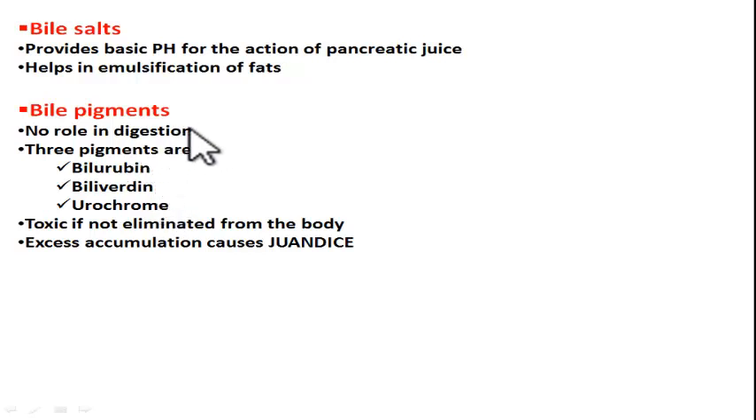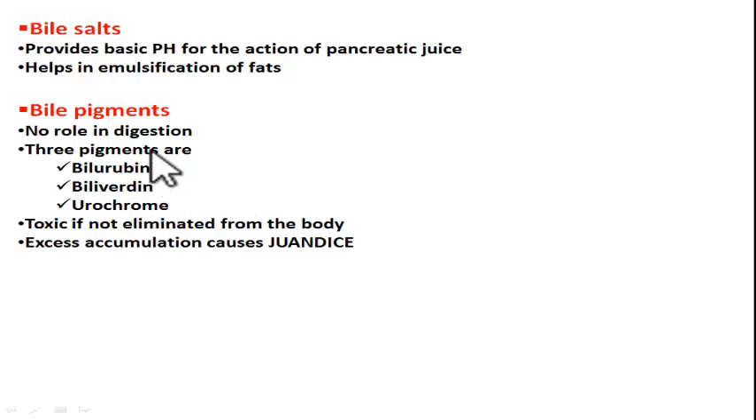They don't have any role in digestion, but they impart or give color to urine and feces. Our urine is yellow in color because of urochrome, and bilirubin and biliverdin give coloration to feces. Feces means stools, motion. Got it? So what is the color of our feces? Feces is light yellow.